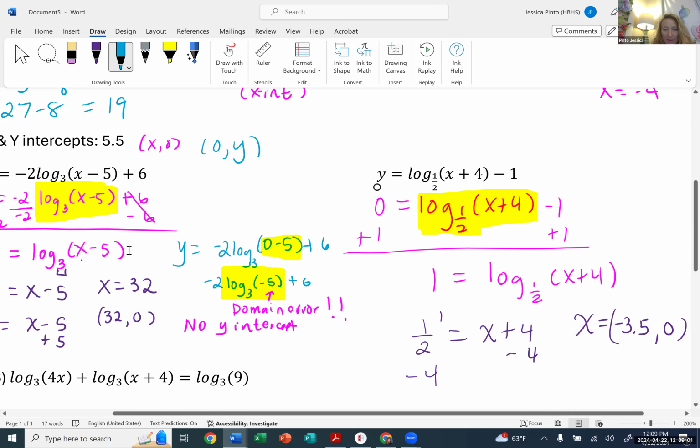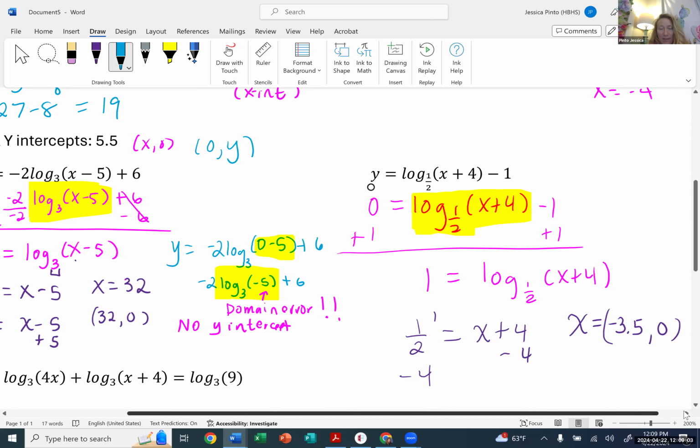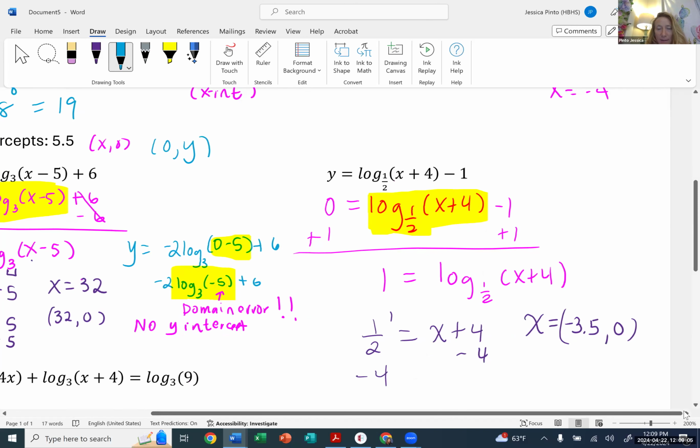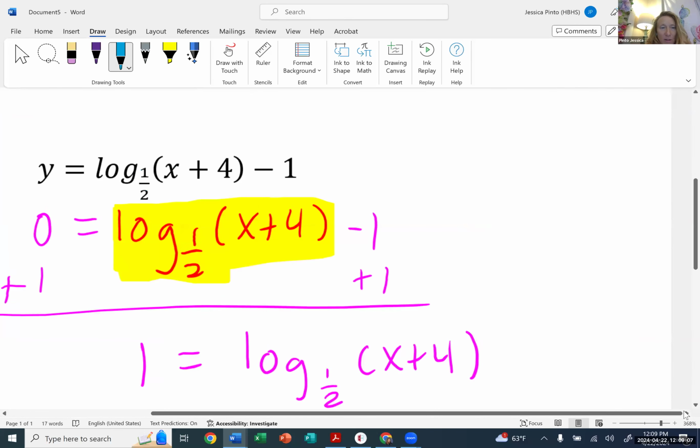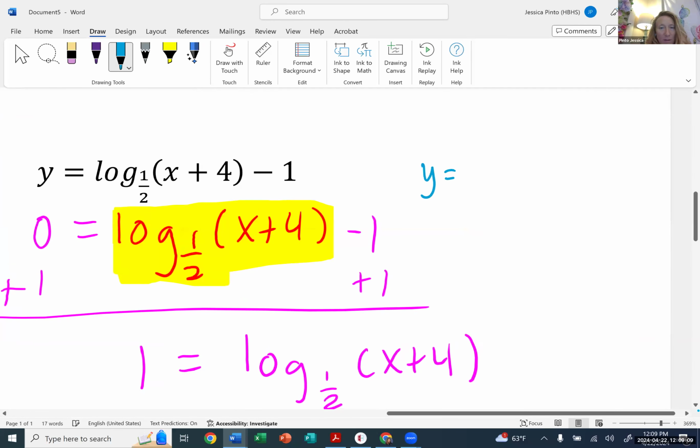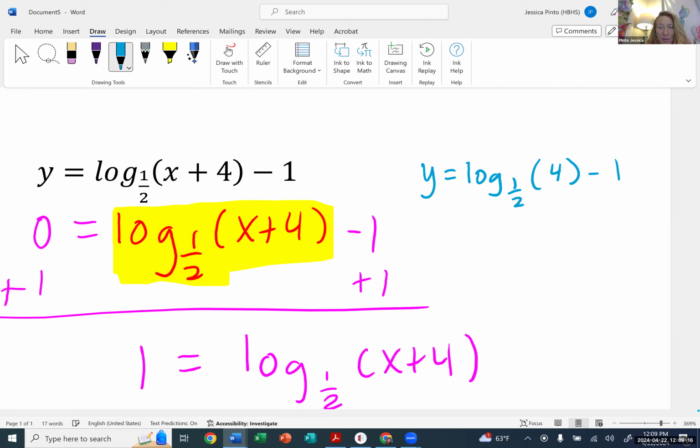For the y-intercept this time, we're going to plug in 0 for x. So I'm going to have y equals log base 1/2 of 0 plus 4, which is just 4, minus 1. So it's this expression that I need to evaluate. As a reminder, it's saying 1/2 to what power is equal to 4.